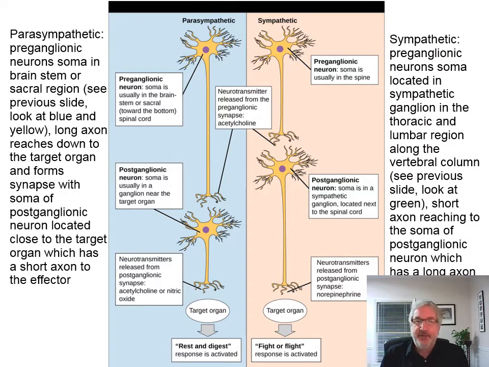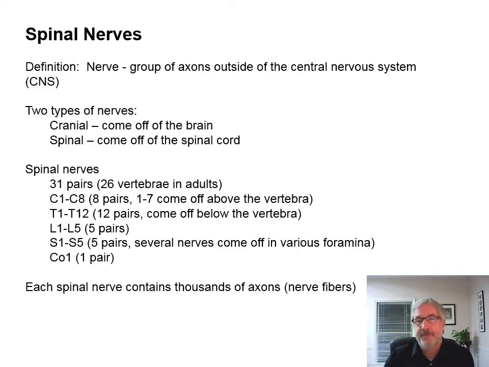The parasympathetic division, the preganglionic neuron cell body is in the brain stem, and then it has a long axon that reaches down to the target organ. And then there's a postganglionic neuron near the target organ with a short axon. In the sympathetic division, you have a short preganglionic neuron and a longer postganglionic neuron. So, all right, next slide.